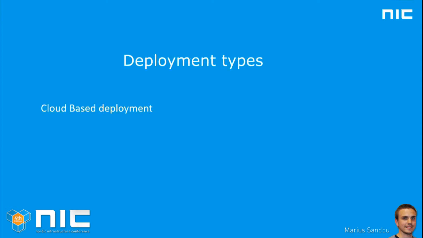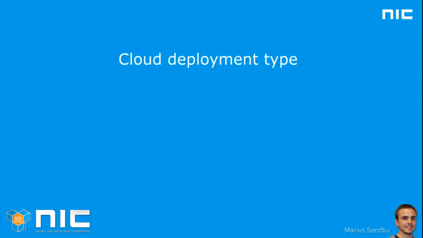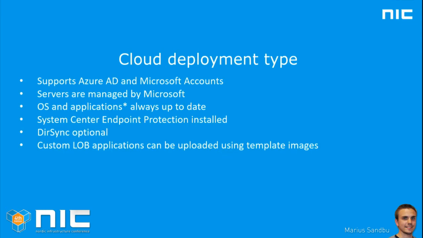So deployment types. Basically, there are two of them: cloud-based and hybrid-based. Cloud-based deployment, which is the one I've been talking about all this time, means that everything is running in Azure. User accounts are in Azure. I can use hybrid accounts if I want to; it's optional. All virtual machines are installed with System Center Endpoint Protection, which means that Microsoft has some sort of antivirus control on them.